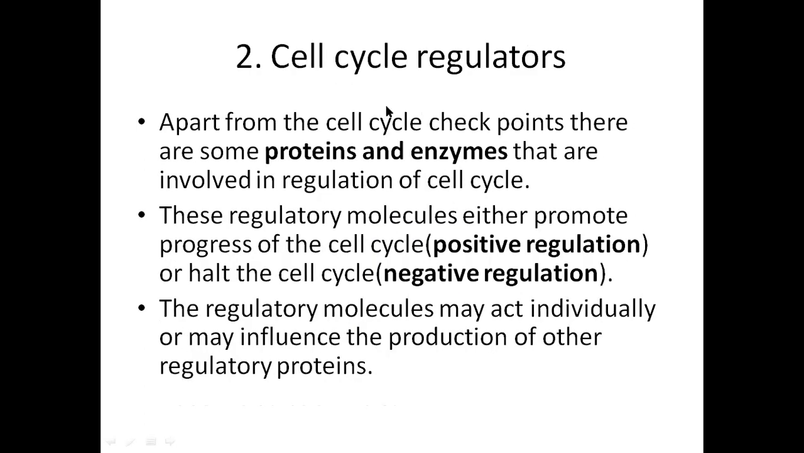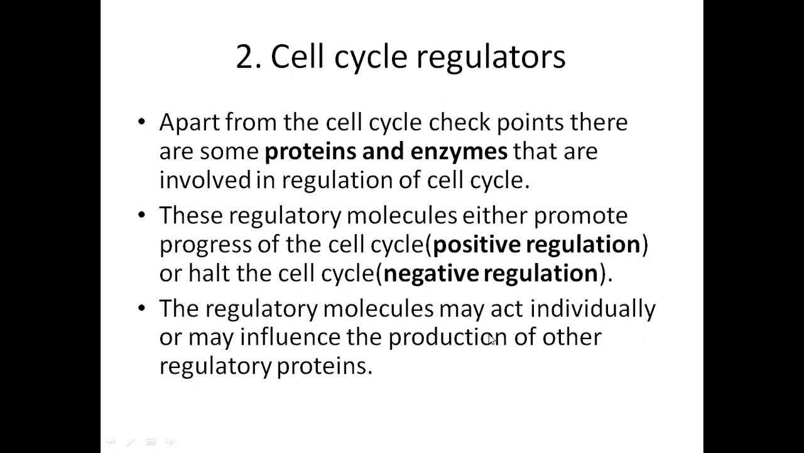Now, the second type of regulatory mechanism that occurs in the cell cycle is through cell cycle regulators. These are proteins and enzymes that are synthesized to regulate the process of the cell cycle. These proteins and enzymes may either progress the cell cycle through positive regulation, or, if there is any mistake during the cell cycle, they can halt the process through negative regulation. Now, how do they function? They may function individually.